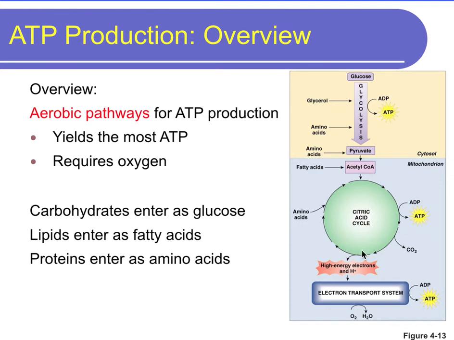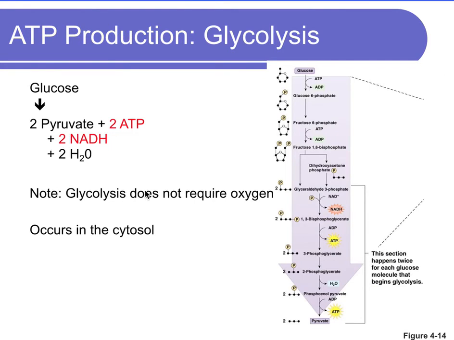And we do that through something called the electron transport system. And we get a lot more ATP out of it. Okay, so that's kind of the overview. So let's go through each step in a little bit more detail.